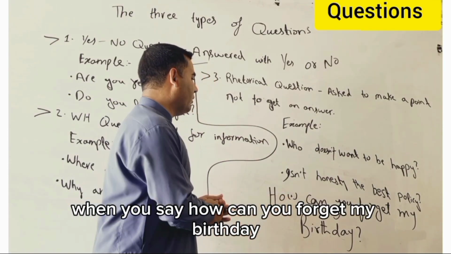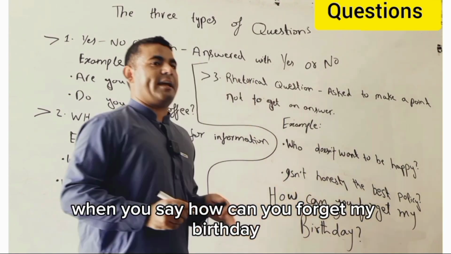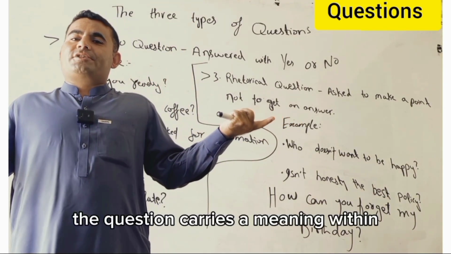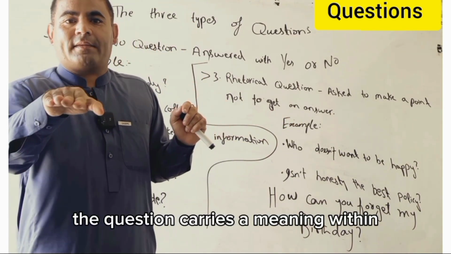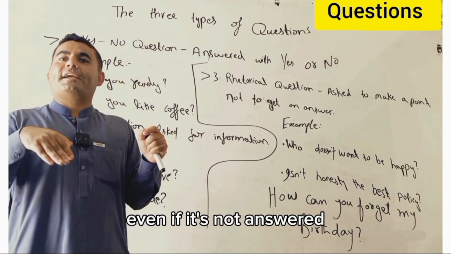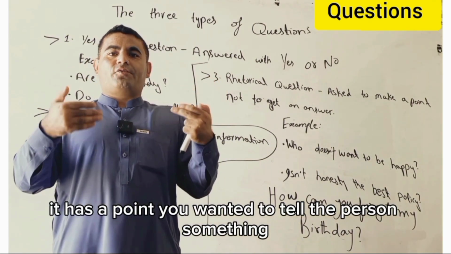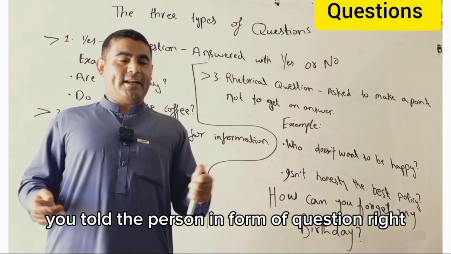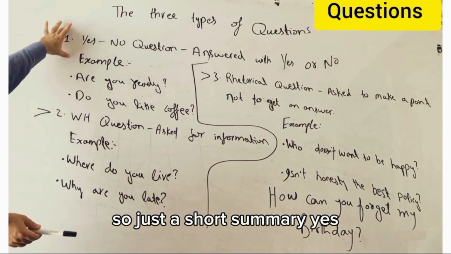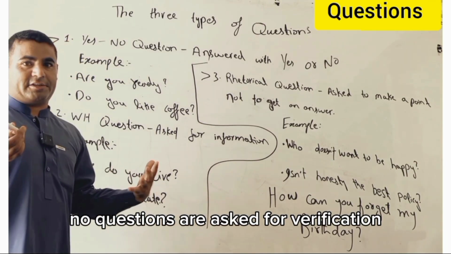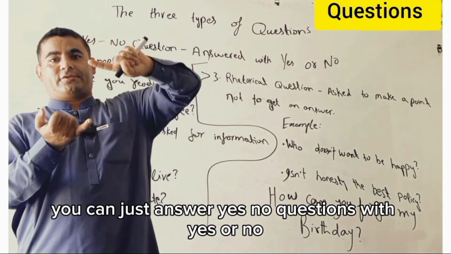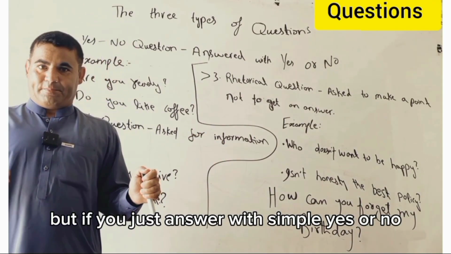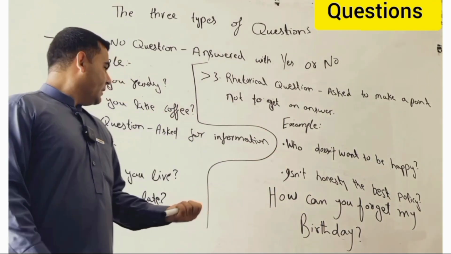Therefore, when you say, how can you forget my birthday? So you are actually making a point, and when you make the point, the question carries a meaning within. Even if it's not answered, it has a point. You wanted to tell the person something, you told the person in form of question, right? So just a short summary. Yes, no questions are asked for verification. You can just answer yes, no questions with yes or no. As I said, you can extend, but if you just answer with simple yes or no, you are right.